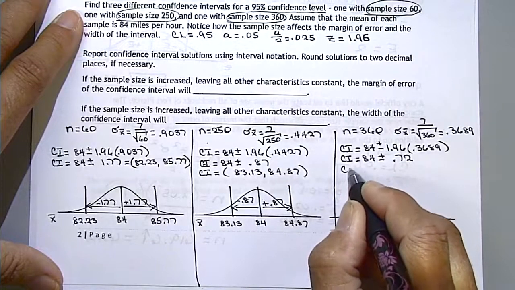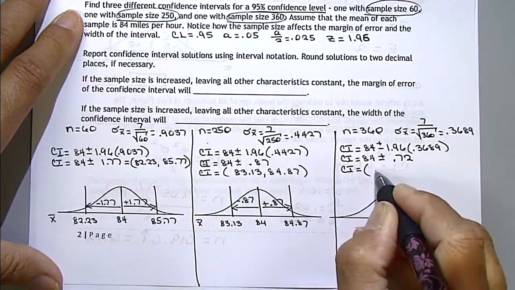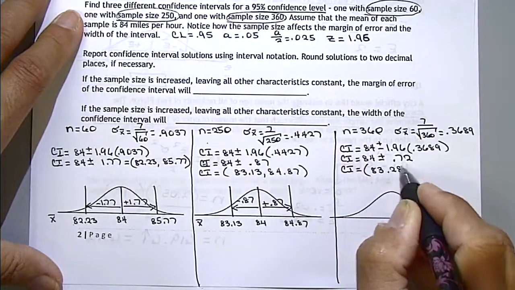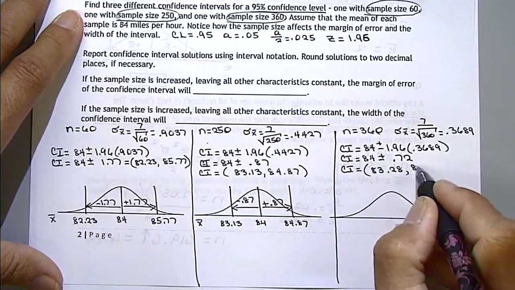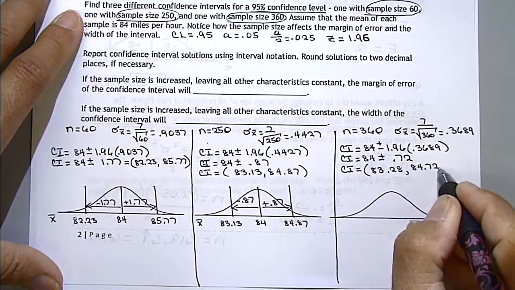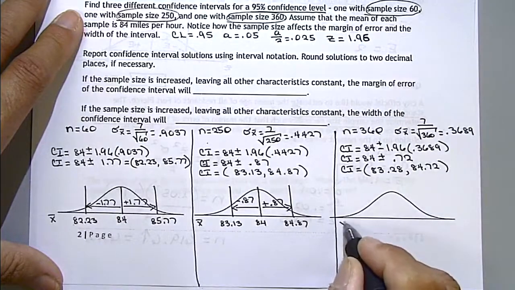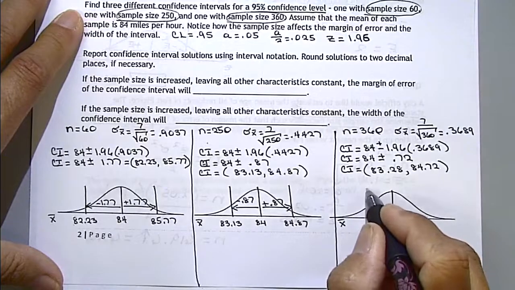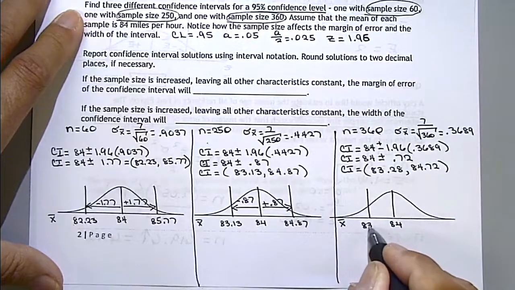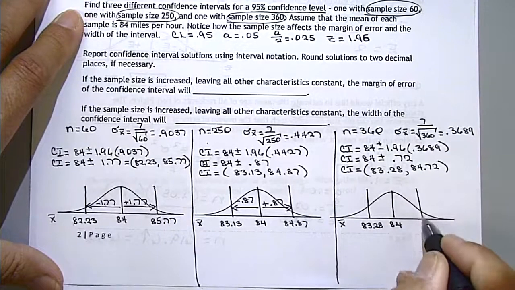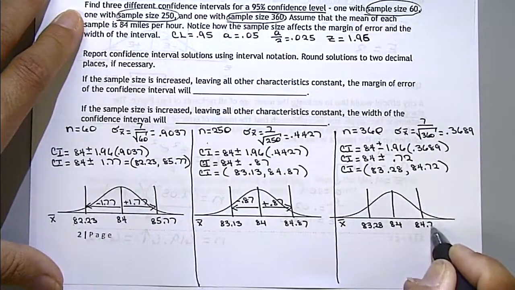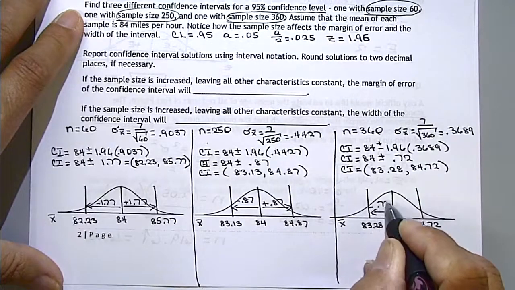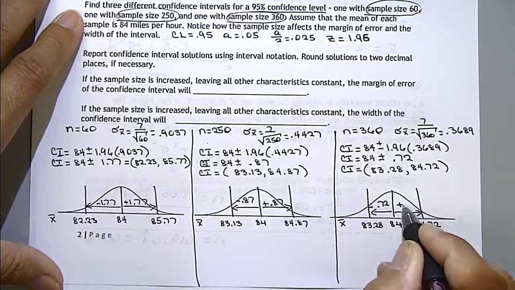So what is this confidence interval? Well, the low is going to be 83.28, and the high is going to be 84.72. So over here I'd say x bar, the mean in the center, is 84. Over here that's going to be 83.28, and this one is going to be 84.72. What was the margin of error? Well, this was minus my 0.72, and this was plus my 0.72.